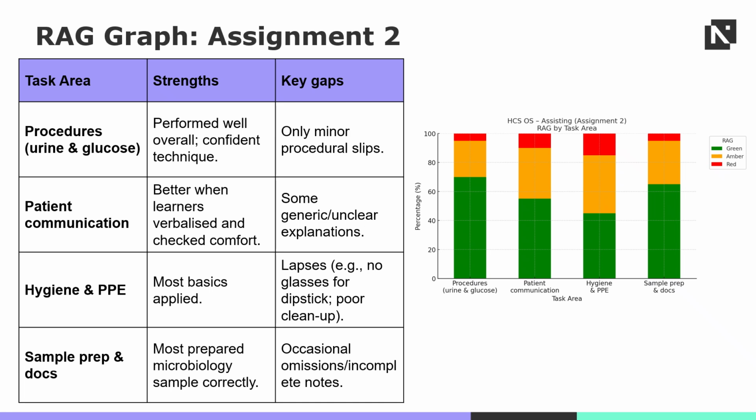What to tighten? A simple safety and cleanliness checklist taped to the bench, a talk-through script to standardise phrasing and pacing, and a documentation check step before learners finish.